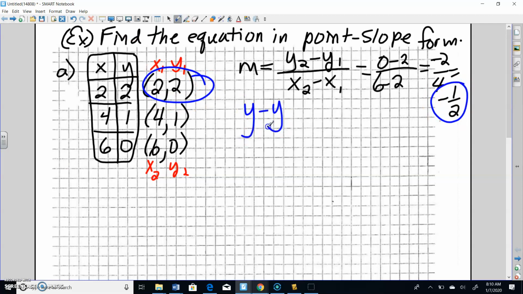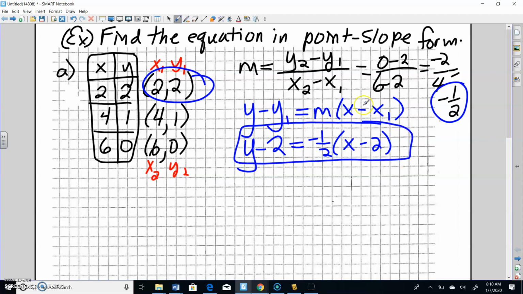And I'm going to write my equation. Remember, it's y minus y1 equals m times x minus x1. And I'm plugging in for y1, x1, and slope. So y minus, nice that both x and y are the same value, so I can't mix them up. Y minus 2 equals a negative 1/2 x minus 2.